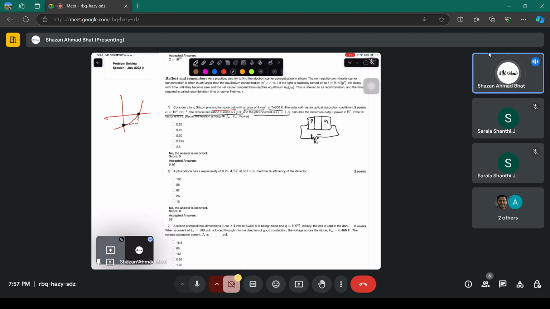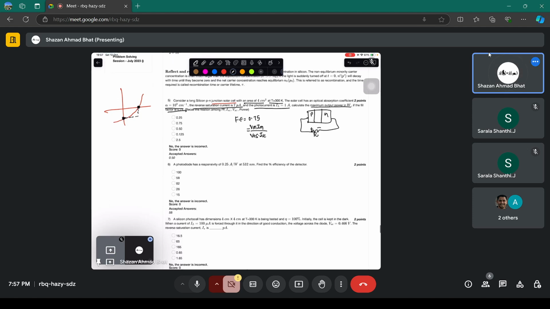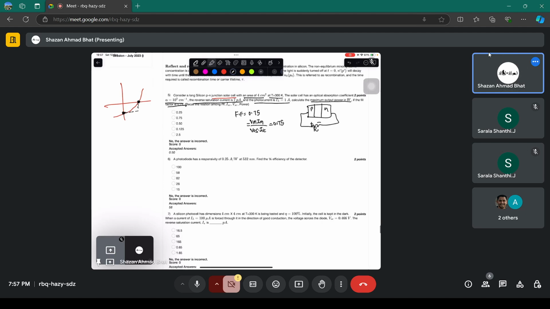Okay, this is the external load, and you have to compute the maximum output power if the fill factor is 0.75. So the fill factor is given, that is 0.75, and the fill factor is basically VmIm divided by open circuit voltage into short circuit current. So this is equivalent to 0.75. And remember this particular thing here is the power generated from the solar cell. This is the output power.